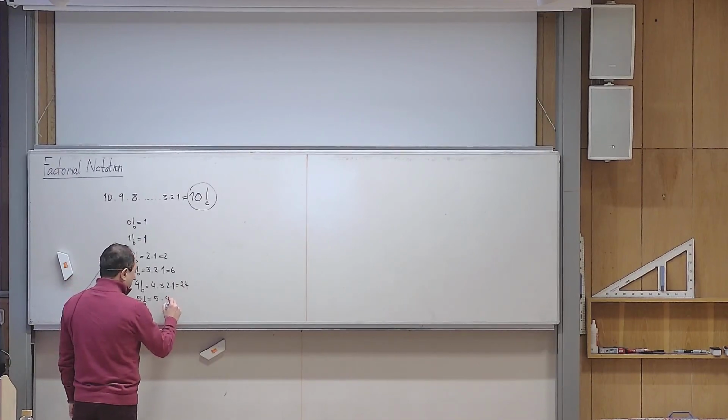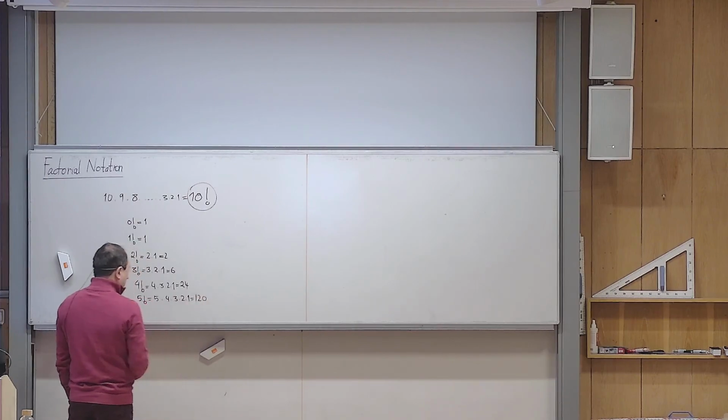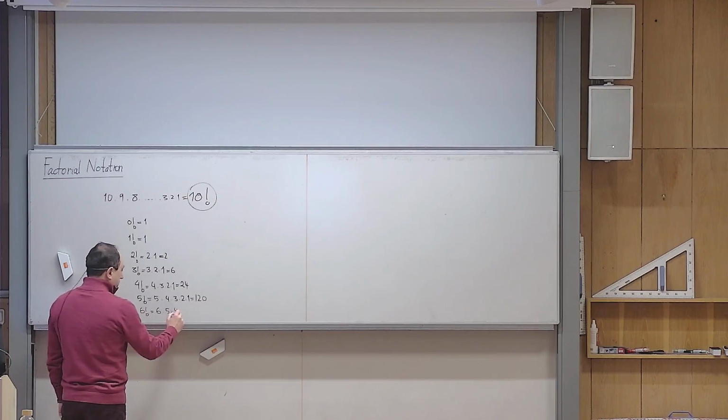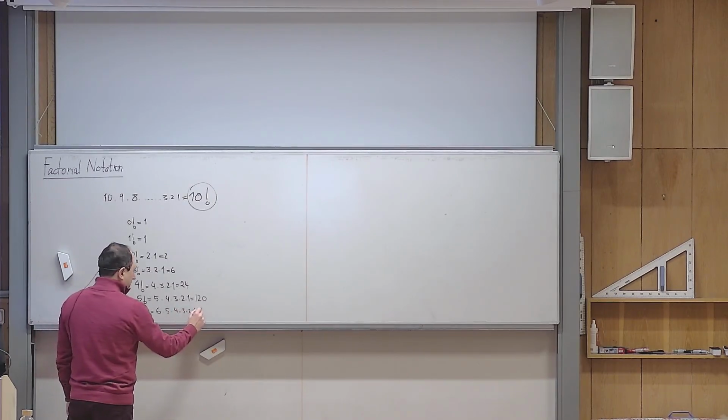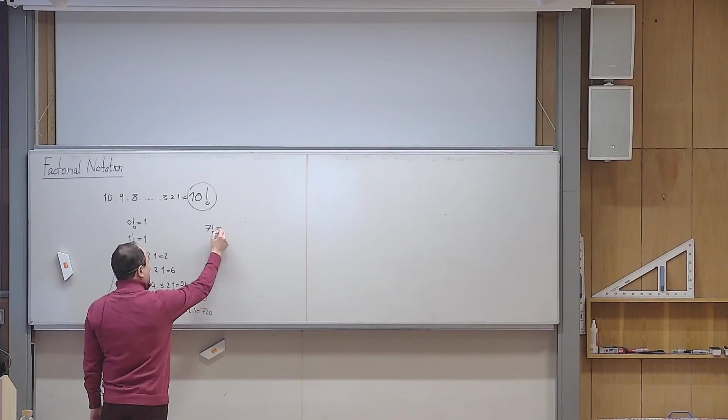Or if you want, you can write this. And then the answer is 120. And 6 factorial is 6 times 5 times 4 times 3 times 2 times 1, 720. Let me also write 7 factorial as that example.